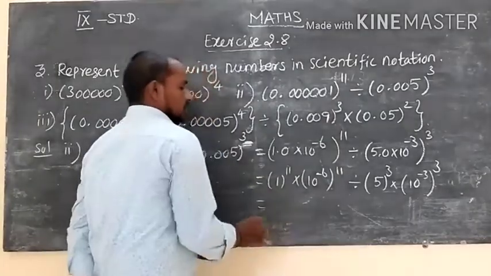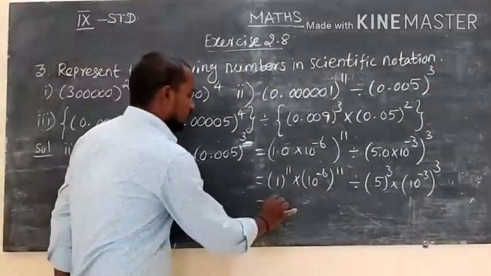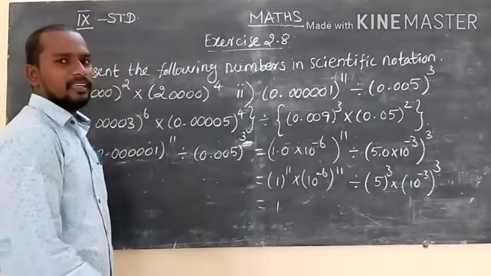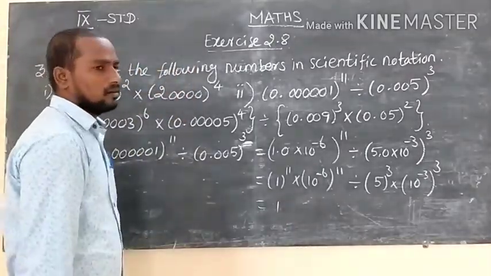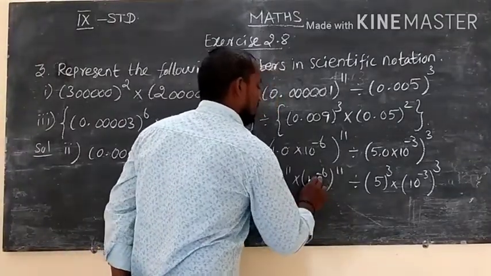Expand the power. So 1 power 11, 1 multiplying 11 times, we get 1. So 1 multiplying n times is also 1. Into 10 power minus 6 into 11.